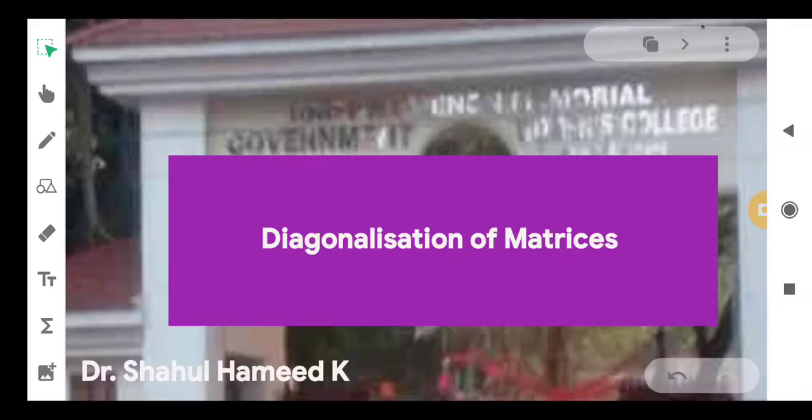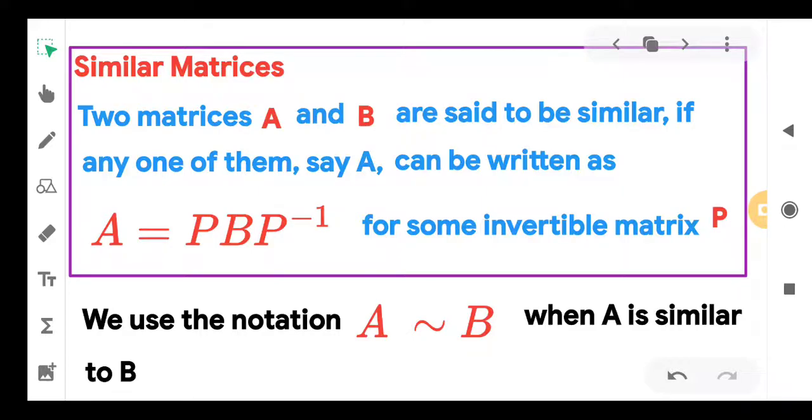Okay, so let's begin the discussion by defining similar matrices. Two matrices A and B are said to be similar if any one of them, say A, can be written as A = P B P inverse for some invertible square matrix P. So if we can find an invertible square matrix P, and we can write A equal to P into the second matrix B into P inverse, then we say A and B are similar. This is a notation for writing that A is similar to B.